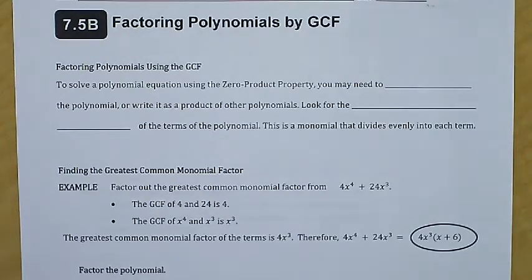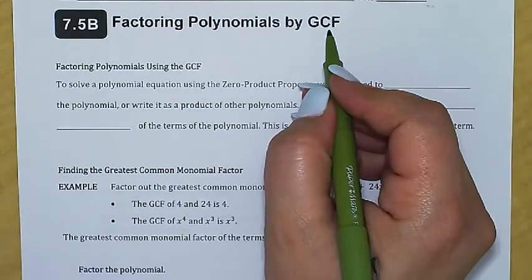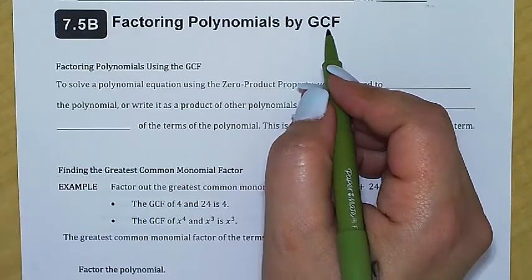In the first half of this lesson, we talked about the zero product property, and now we're going to move on to factoring polynomials by GCF. And hopefully that sounds a little familiar. That's greatest common factor, and it's going to be our first step in starting to factor polynomials ourselves.